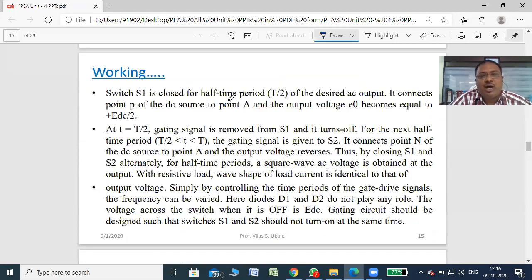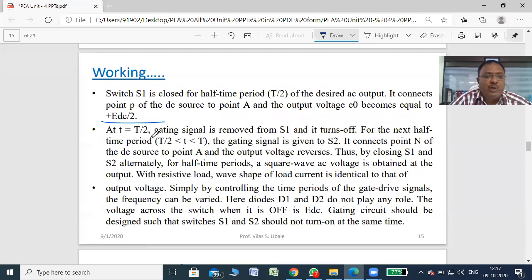Switch S1 is closed for half time period, that is T by 2 of the desired AC output. It connects point P of the DC source to point A, and the output voltage E0 becomes equal to EDC by 2. At t equal to T by 2, the gating signal is removed from S1 and it turns off, if BJT, MOSFET or other devices are used. But if you are using SCR, simply removing the gating signal is not sufficient to turn off the device. We should use some additional circuitry called force commutation circuitry to turn off the device.